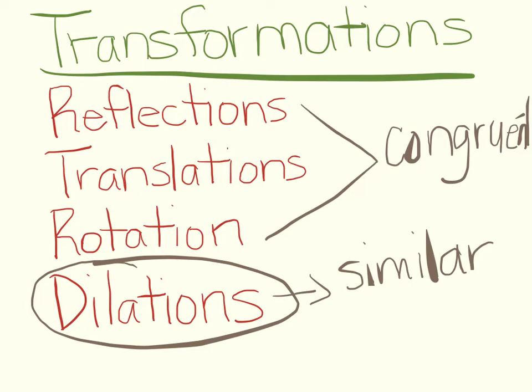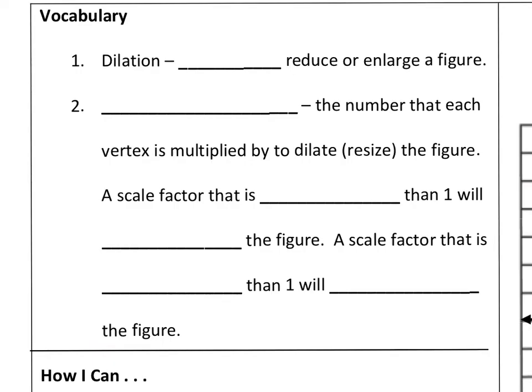We're going to resize these objects by dilating them. It's kind of like your eye. If your eye dilates, that means your pupil either gets smaller or larger depending on how much light's in the room. So your pupil resizes. And that's what we're going to be doing to these geometric shapes. We're going to resize them. So let's get our notes page out here and take our notes on dilations.